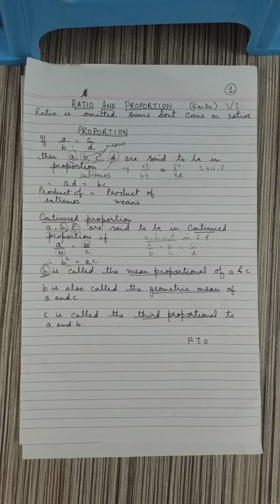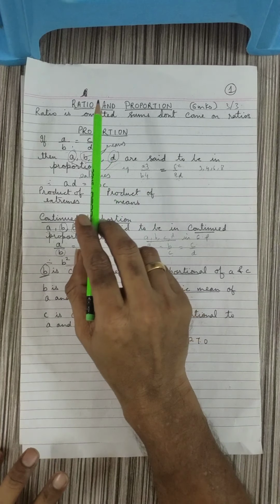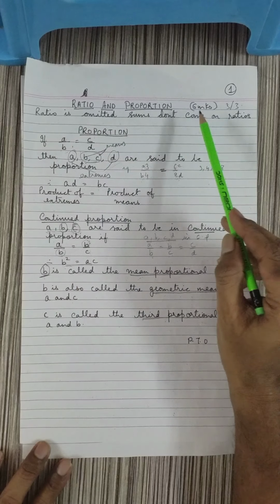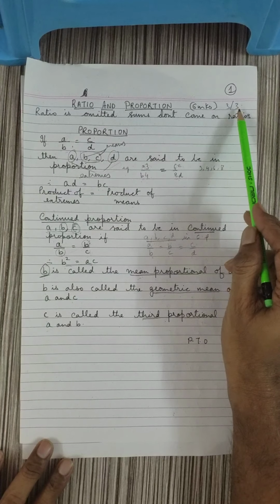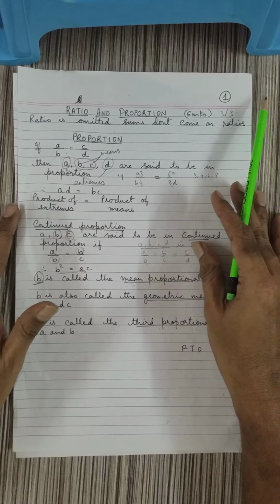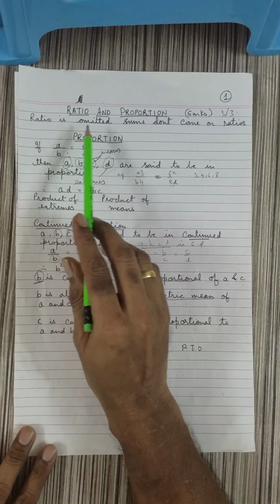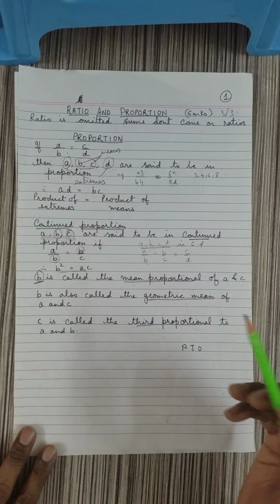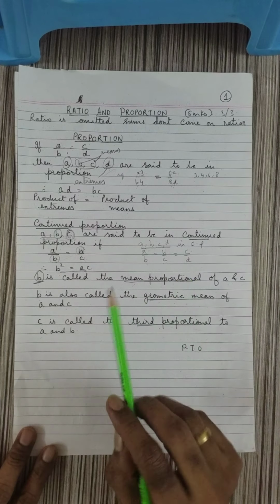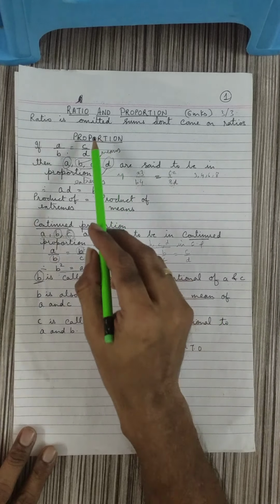Hi students, I'm going to start a new chapter today, ratio and proportion, which is for 6 marks, and two sums, 3 marks each, are going to come in the exam. Ratio sums are omitted and do not come, so that's why we'll start with the second exercise, that is 7b.